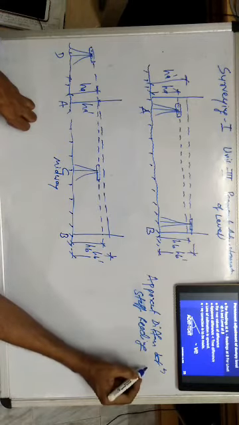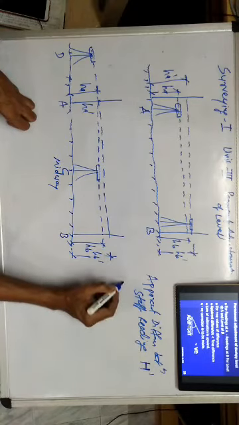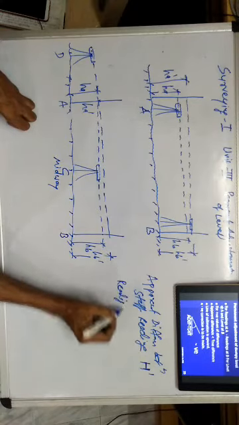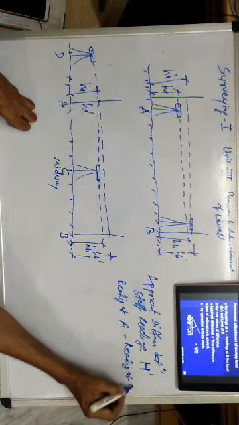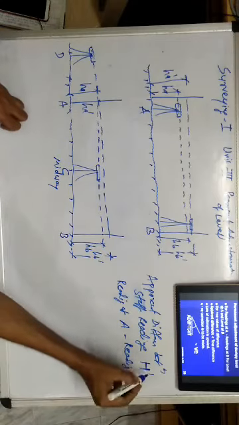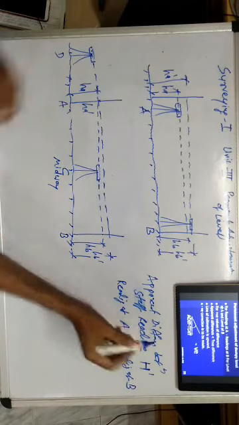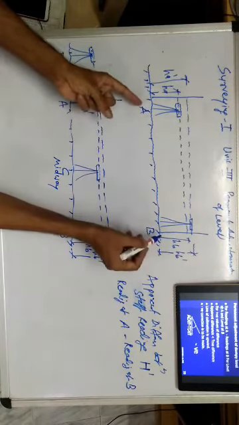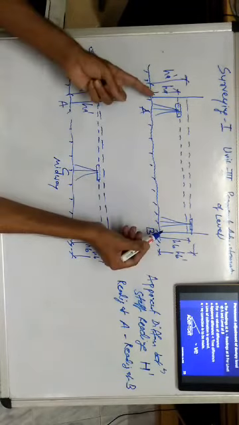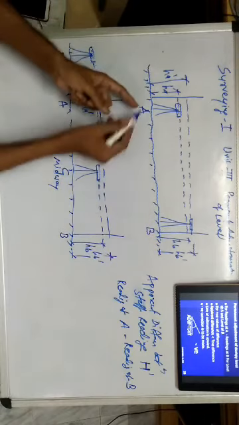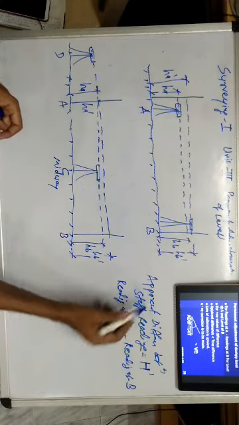So the apparent difference between the staff readings is denoted by H dash, and that we have to calculate; that is reading at A minus reading at B. So this way we can calculate the H dash, that is called the apparent difference. This difference is called apparent when we place the instrument at one station and take the reading at the other, and then again repeat the procedure with the instrument at B and the staff at both the stations. So whatever the level difference between the staff readings was there, that is called the apparent difference.